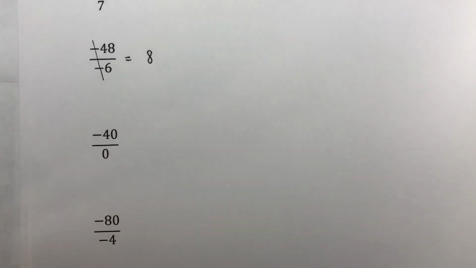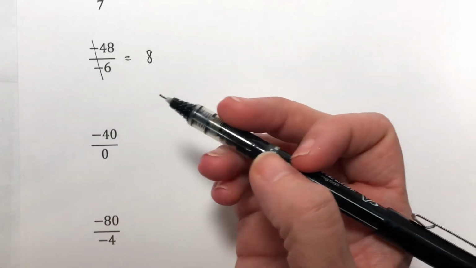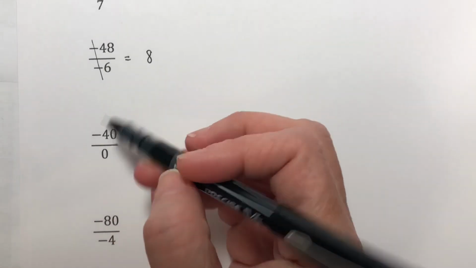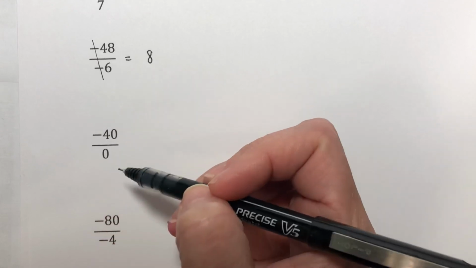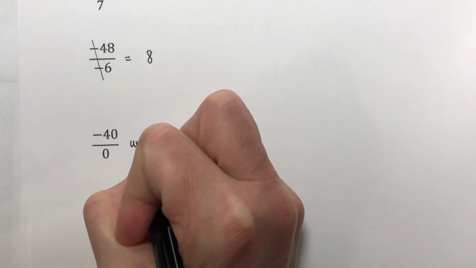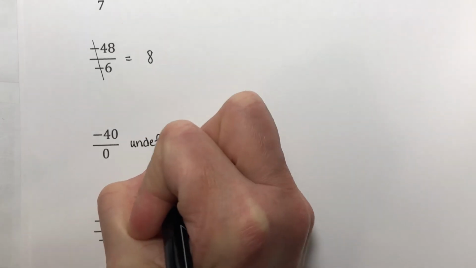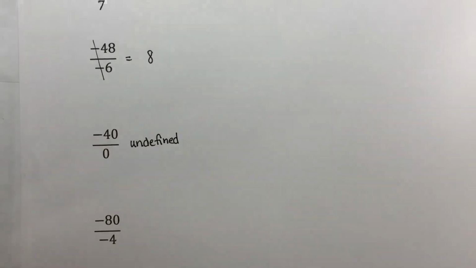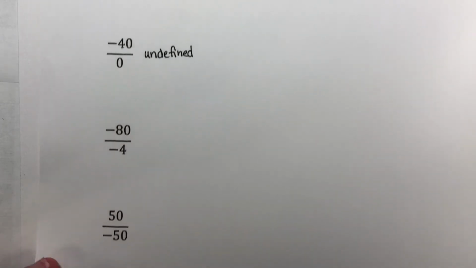-40 divided by 0. Well, 40 divided by 0, you can't do that. It doesn't matter whether this is a positive or a negative. Anytime you have a 0 on the bottom, it's undefined. Under the line is undefined.